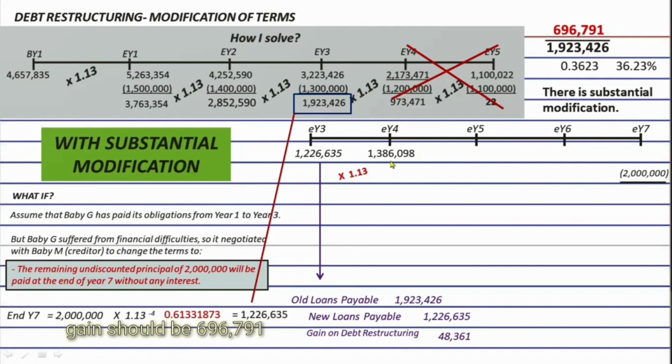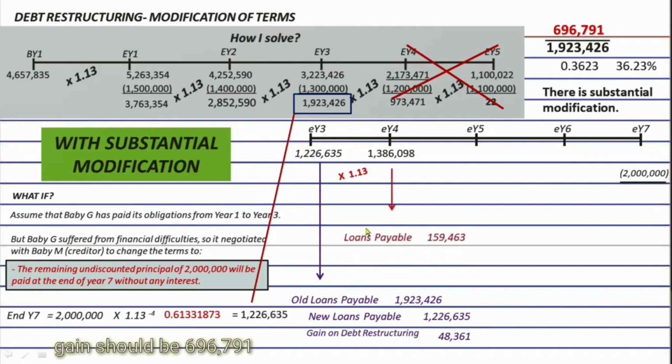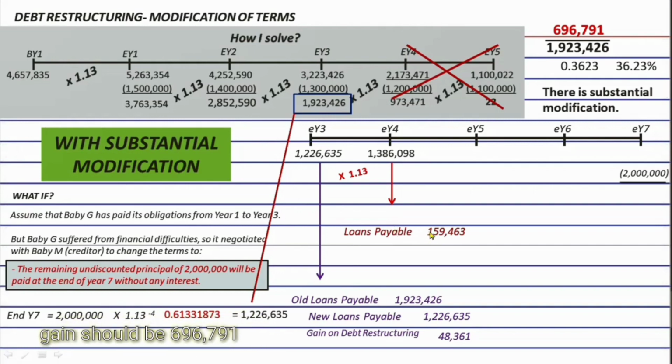Now, how about the journal entry? The entry is simply credit loans payable because, as you can see, it increased. Your loans payable has increased. Baby G's loans payable increased, right? So, the increase is 159,463. And that will be credited to loans payable account. But what about the debit? Of course, we debit interest expense for the same amount. So, it's very easy, right?